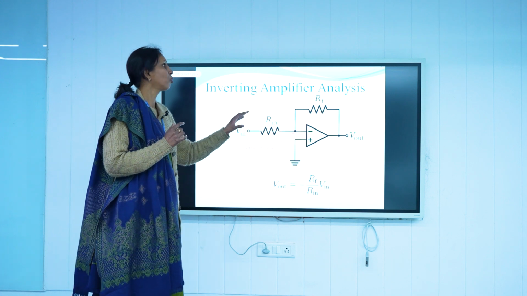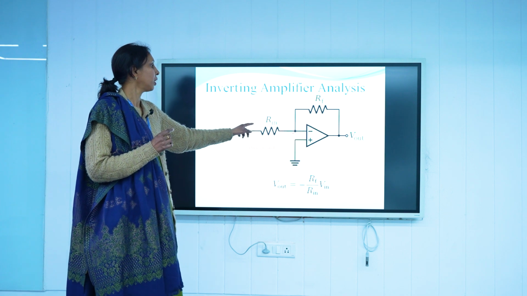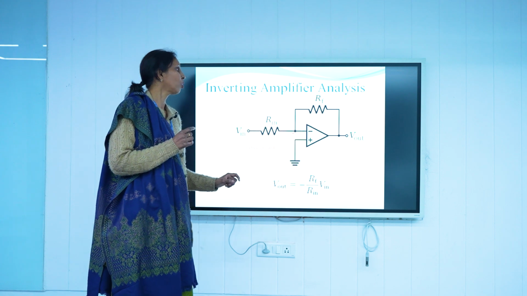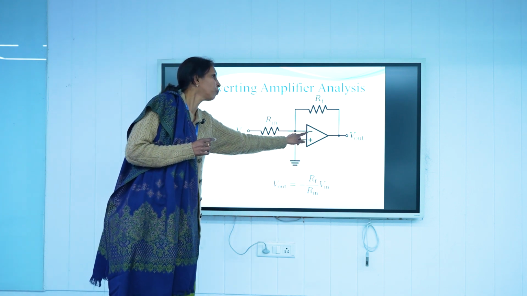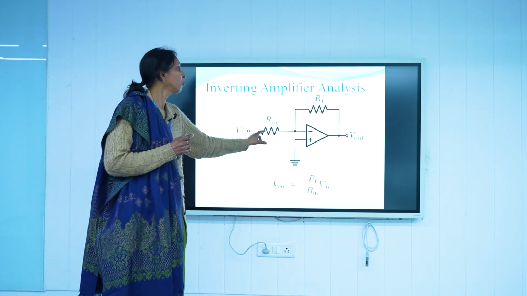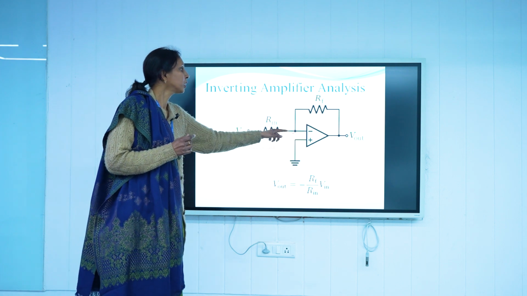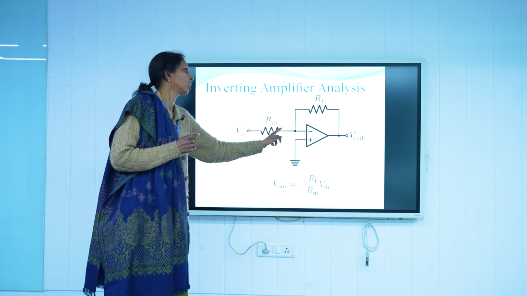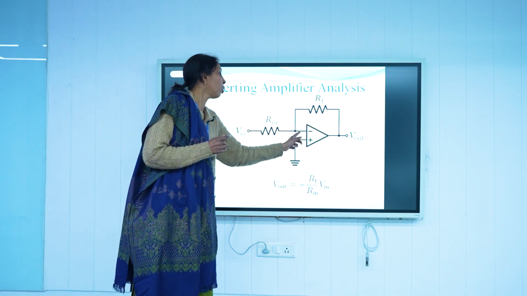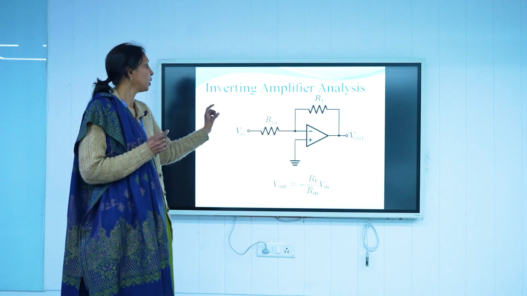This is the first application of op-amp. Since it has two inputs, it can be used as an inverting amplifier as well as a non-inverting amplifier. When we use this op-amp in inverting configuration, we connect the input to the inverting terminal and the non-inverting terminal is grounded. Accordingly, we will get the output. Whenever we use any application of op-amp, it must be operated in closed loop configuration. Closed loop configuration means we are using the feedback resistance from output to input. Then only we can use this op-amp for any application.